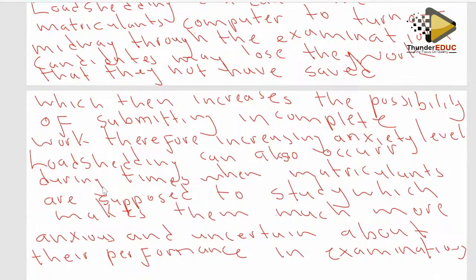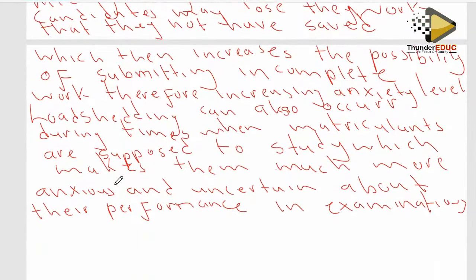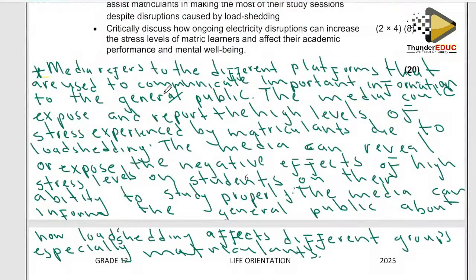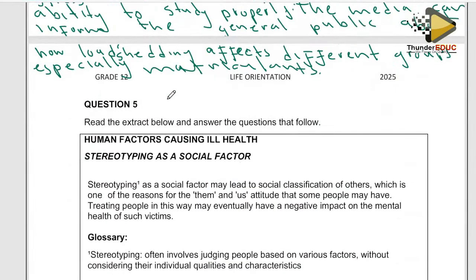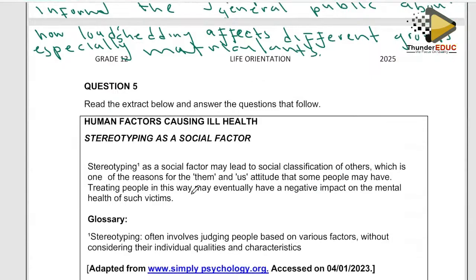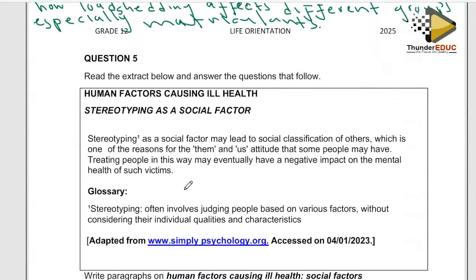So all these are points which you can include in answering the question: critically discuss how ongoing electrical disruptions can cause stress levels of matric learners and affect their academic performance. Now, this brings us to the next question, which is question 5. So question 5 reads, read the extract below and answer the questions that follow.